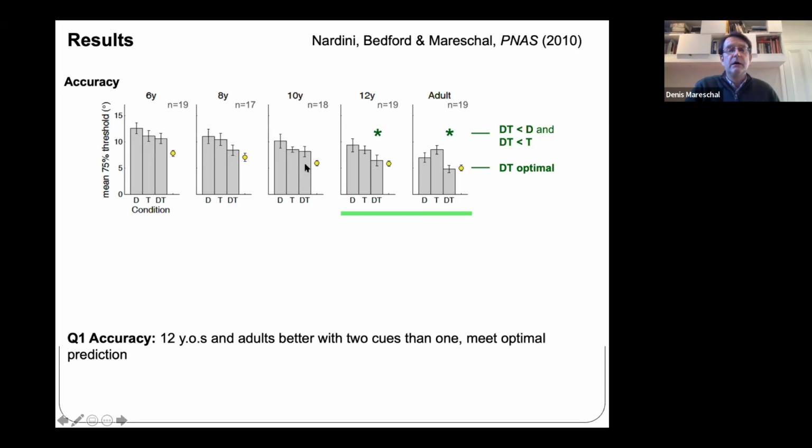In fact, the 10-year-olds are performing the same as the texture, and something weird is happening in the 8-year-olds. They're not performing well with anything at all. So it kind of replicates the finding that this optimal use of information for making a decision isn't really present, at least in the perceptual, visual domain, until about 12 years of age.